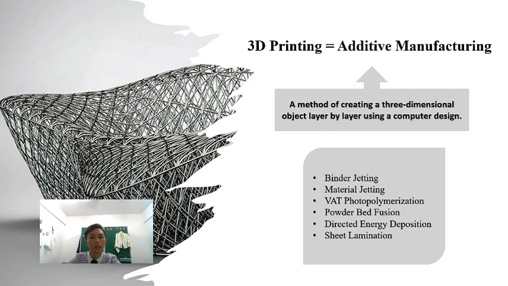In this research, 3D printing has been categorized into 7 groups by additive manufacturing. It has divided jetting, material jetting, PAT, photopolymerizations, powder bed fusions, directed energy depositions, and sheet laminations. Following these 7 groups of 3D printing, we can gain knowledge about any types of processes that produce three-dimensional objects. Now I want to pass over to the next group member.